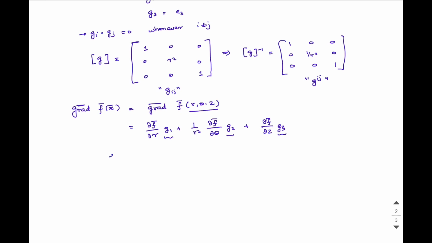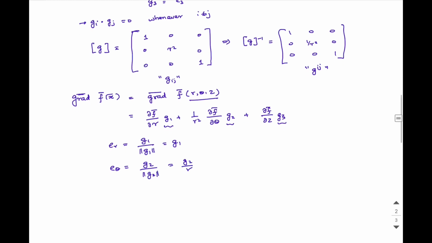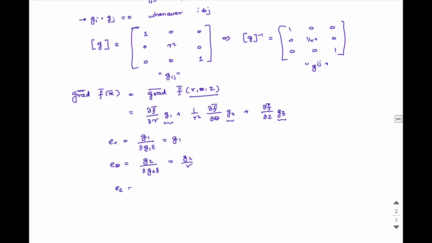Okay? So in particular, I'm going to define e_r as g1 divided by norm g1, which is exactly the same as g1; e theta as g2 divided by norm g2, which is nothing but g2 over r; and e_z as g3 over norm g3, and this is nothing but g3 itself, because the norm of g3 is 1.